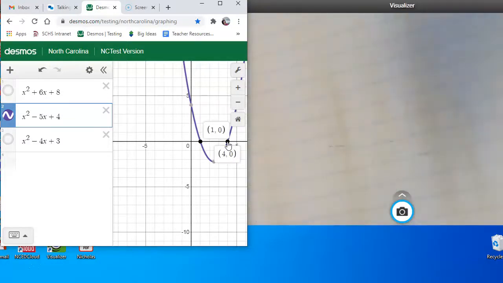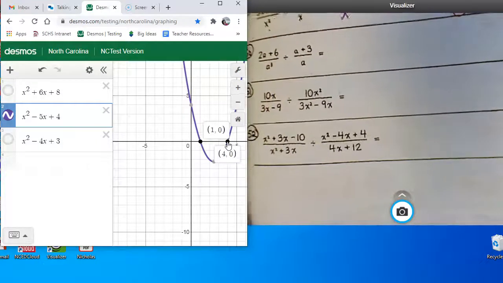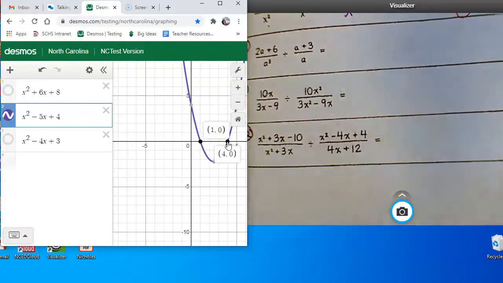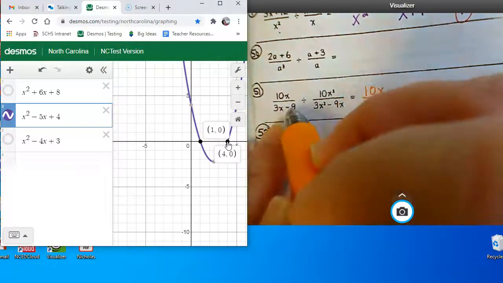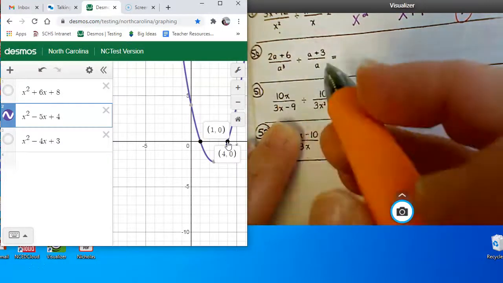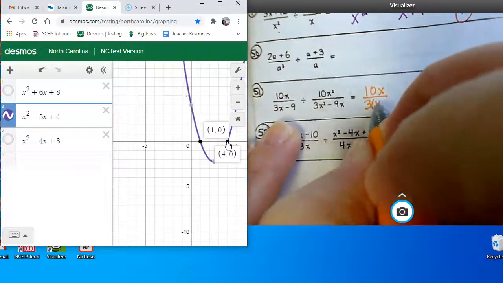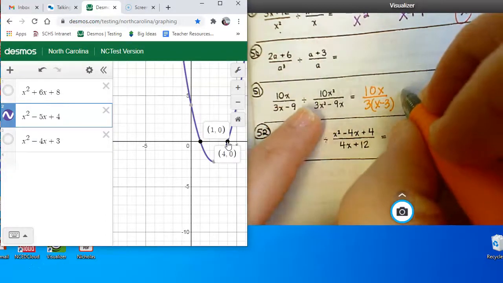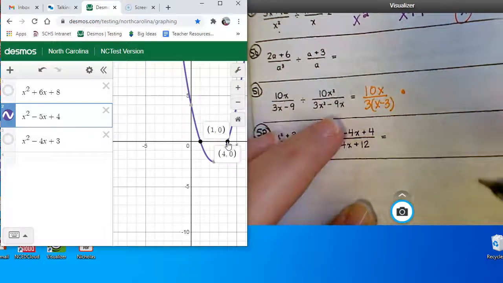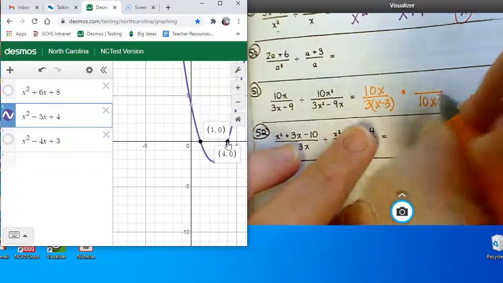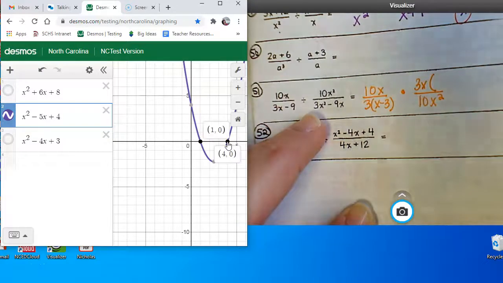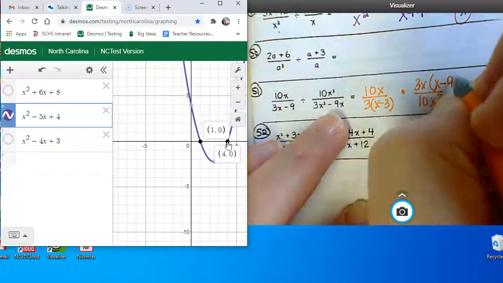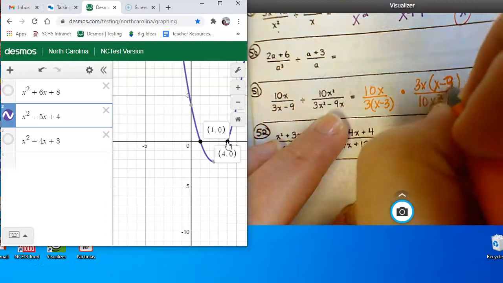Okay, let's look at 51. Alright, we're going to keep 10x over 3x minus 9. You know what? I'm going to go ahead and factor out a 3 on that. So maybe I don't have to rewrite it. So 3x minus 3. Change that to times, and then flip the second one. The thing in common on the bottom will be 3x, and you're left with x minus 3, sorry, because I'm dividing by 3.